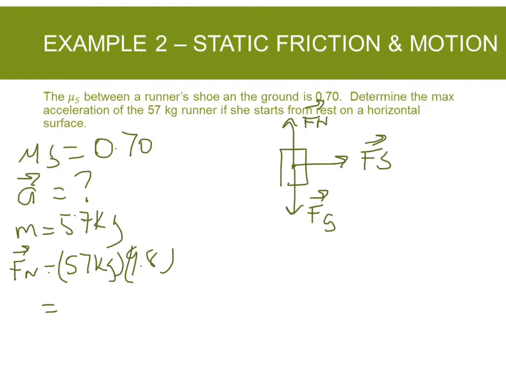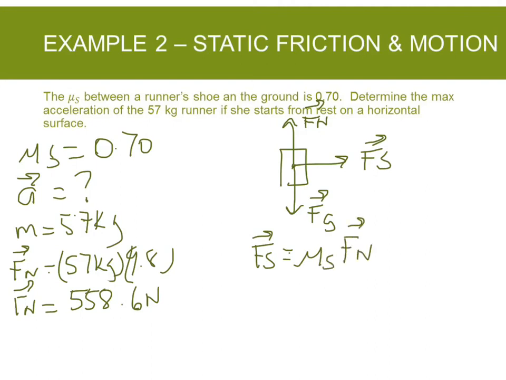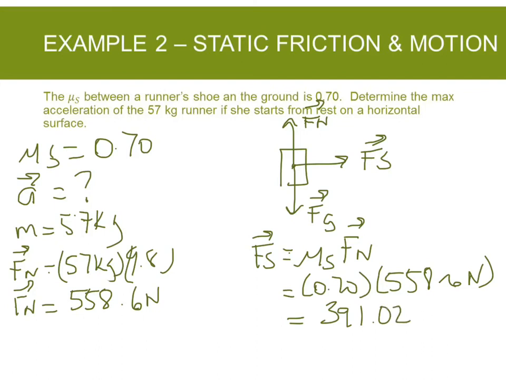Sorry, so when you do 57 times 9.8, you get 558.6 newtons. So that's our normal force. So we're going to go ahead and calculate our force of static friction by doing our coefficient of static friction times our normal force. So we get 391.02, so 391 newtons.